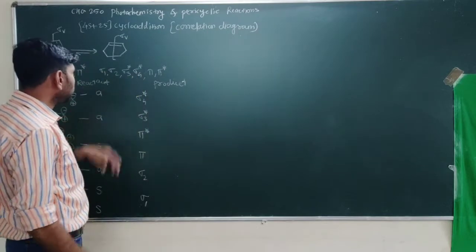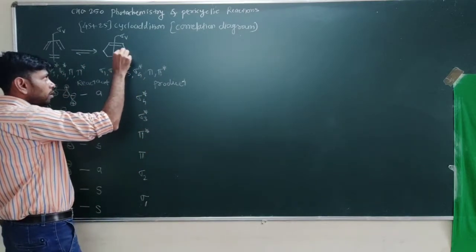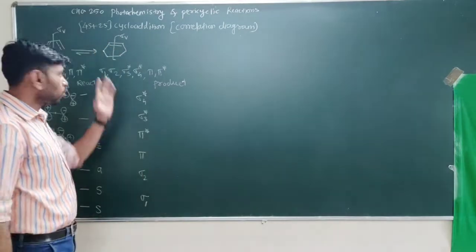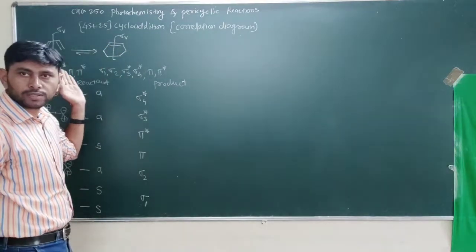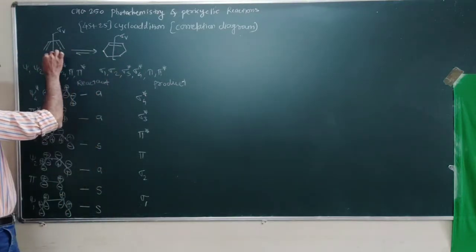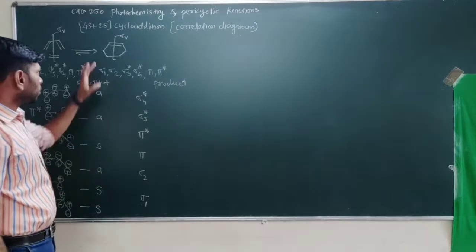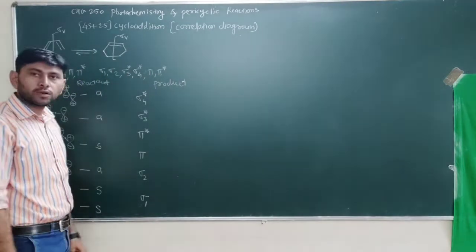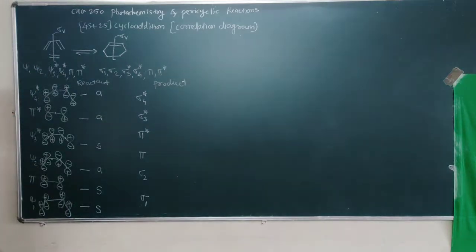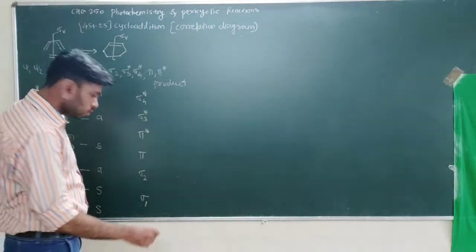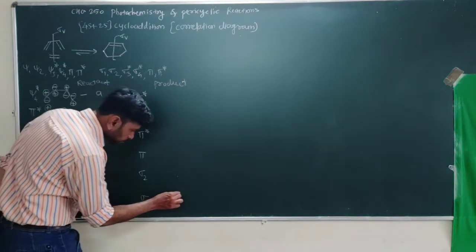Now in the sigma orbitals, these sigma bonds undergo breaking. This bond, and this one is the second bond, undergo breaking when we go in reverse, or these bonds are formed in this case. So we have to consider the bonding of these bonds. Here, sigma 1 orbital we have to draw first.